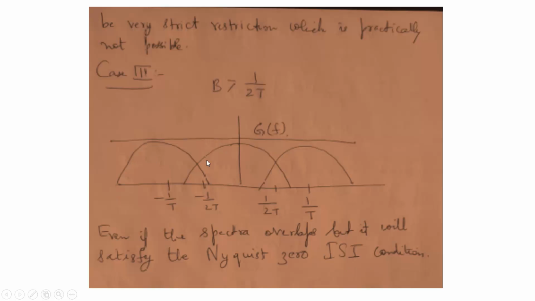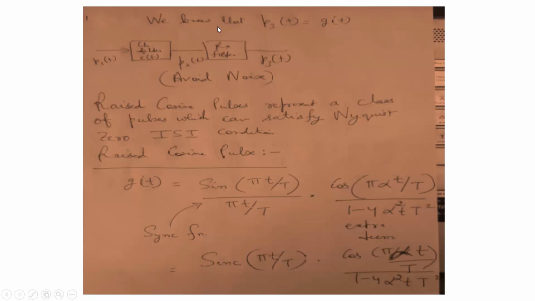So the pulses that we should choose must be overlapping with each other, right? So we know that P3(t) is equal to g(t). I am representing the diagram once again. This is my P1(t), this is my channel filter. After the channel filter is P2(t), then the receiver filter is there, and we get P3(t). I'm just avoiding noise here. So how should I achieve the zero ISI condition?